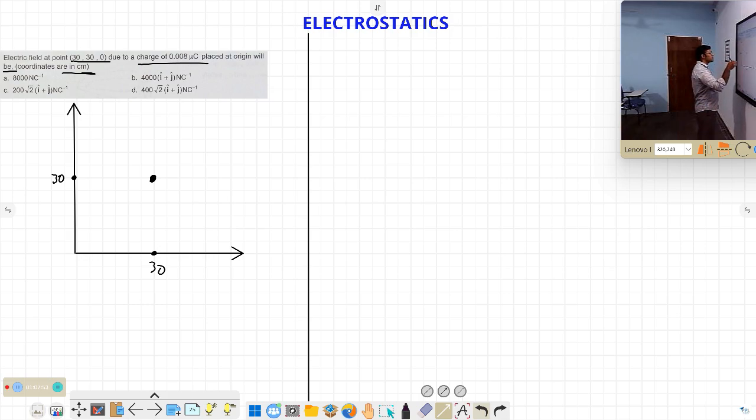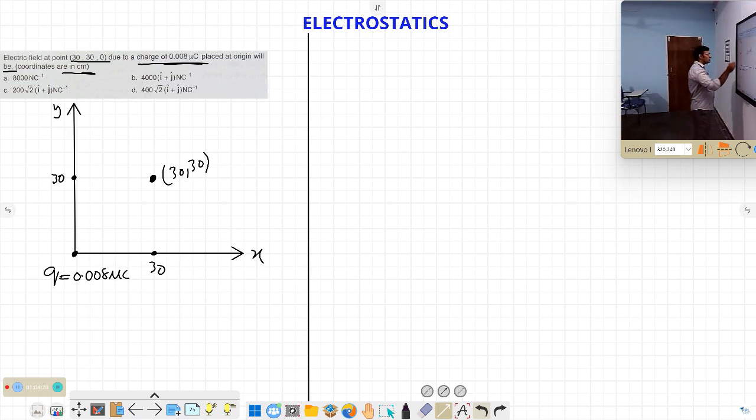So that means this is the position of the point. They're asking where the electric field is; they're asking to find the direction of the electric field. The z-axis is anyway 0, no need to take it here. This is the x-axis, this is the y-axis. Now where is the charge present? 0.008 microcoulomb at the origin. This is called the origin. At this point we placed a charge equal to 0.008 microcoulomb.